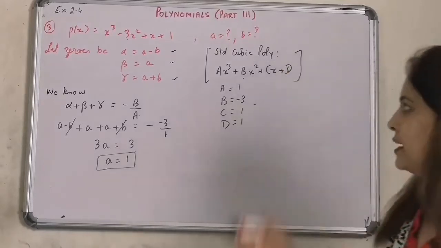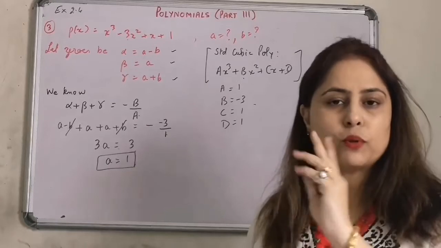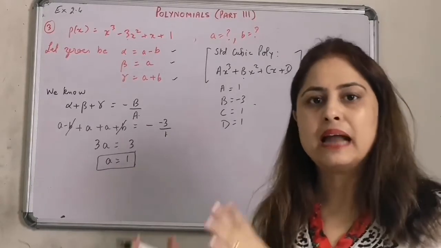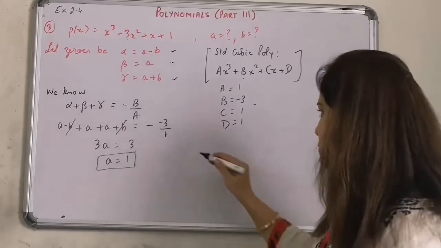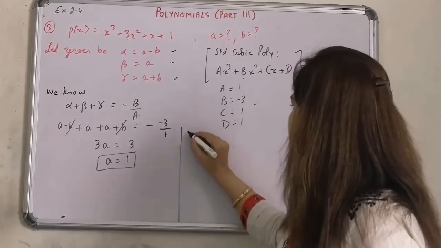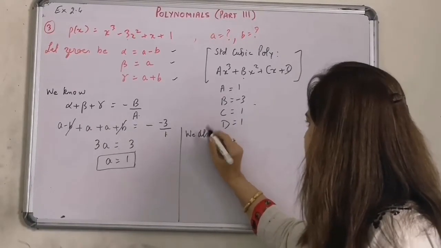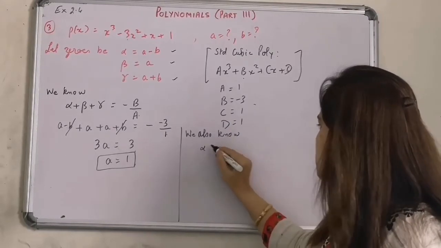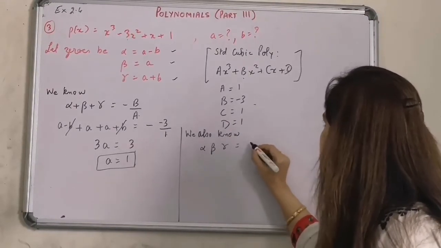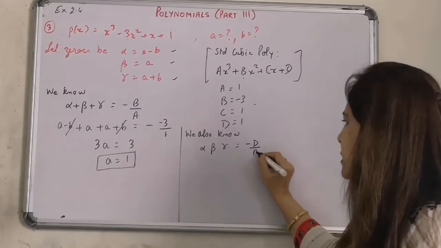Now we are supposed to get the value of b, and we are still left with two relations. One is the sum of the product of zeros taken two at a time, and the other one is the product of the zeros, and we can simply do with the product of zeros in this case. Now we know that product of zeros is equal to minus D upon A, right?